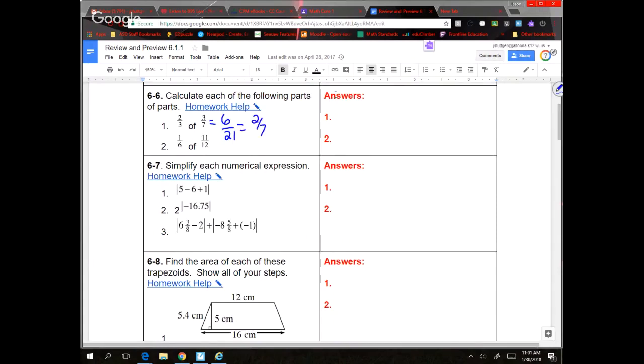Next one, again, multiply straight across. 11 times 1 is 11. 6 times 12 is 72. Basic multiplication for that one. Next one.